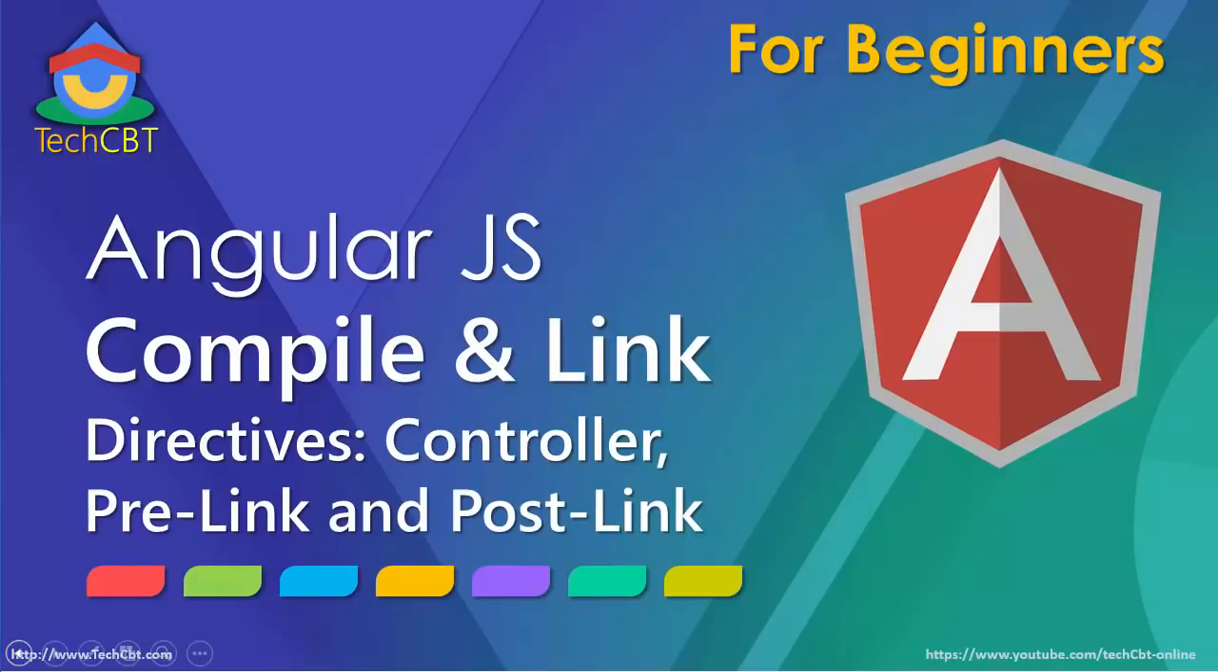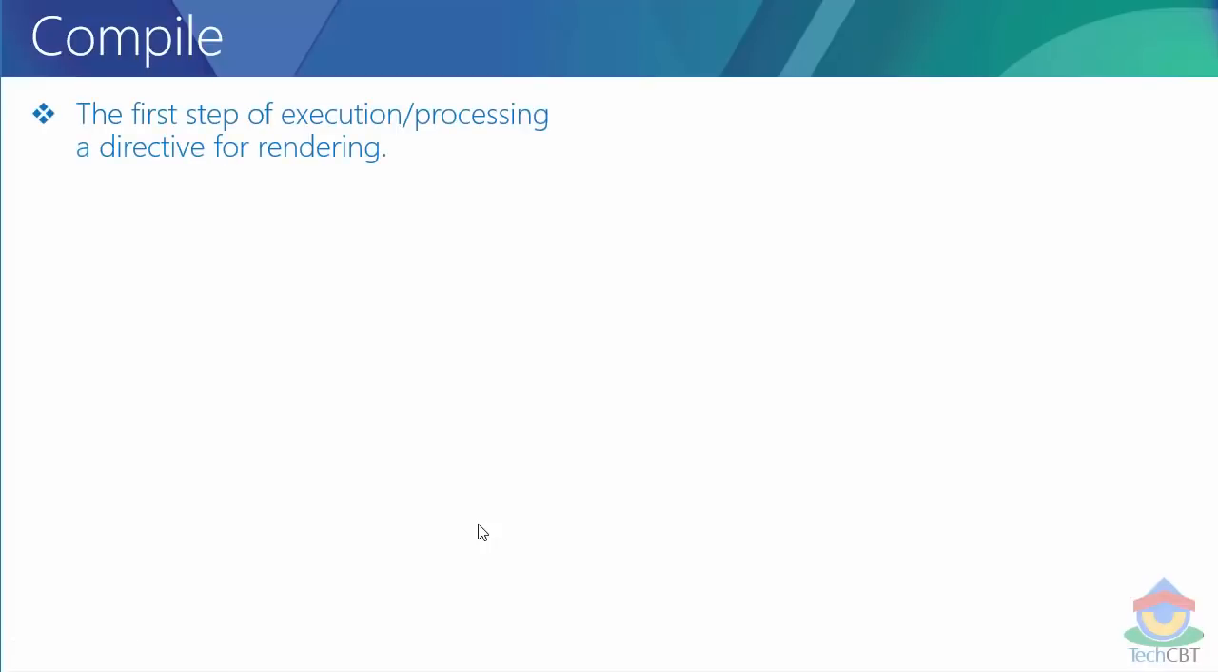In this video, we are going to take a look at two of the core concepts in AngularJS called compile and link. So let's discuss compile first. It is the first step of execution or processing of a directive as part of an AngularJS application.